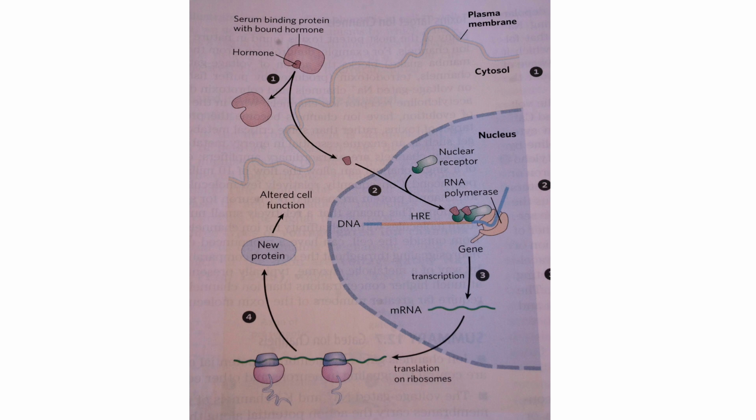So this is the receptor brings the hormone across the plasma membrane through the cytosol, and then it is brought across the nuclear membrane. There's a nuclear receptor here which attaches here, and this amplifies the effects of RNA polymerase. You get increased amounts of transcription from the DNA template to messenger RNA, and then translation of the messenger RNA in the cytosol with ribosomes, and then increased amounts of protein that are produced with altered cell function.